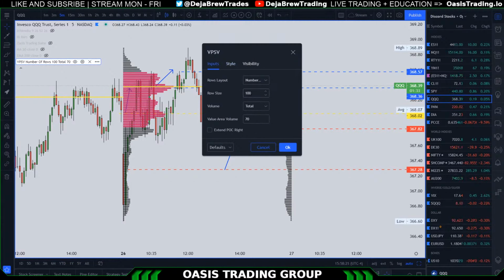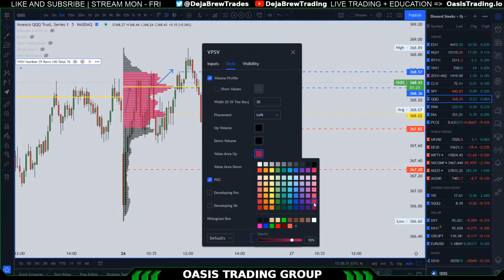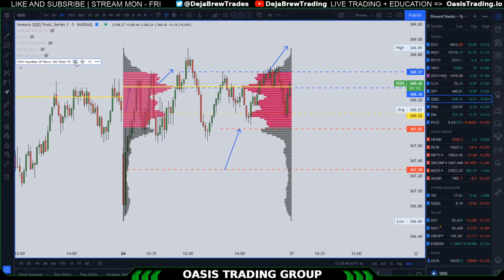I have row size 100, volume total, value area 70, and these are my color settings. Value area up and down are just pink, that pink right there, and then black. And then I just show the POC. I don't show the developing.